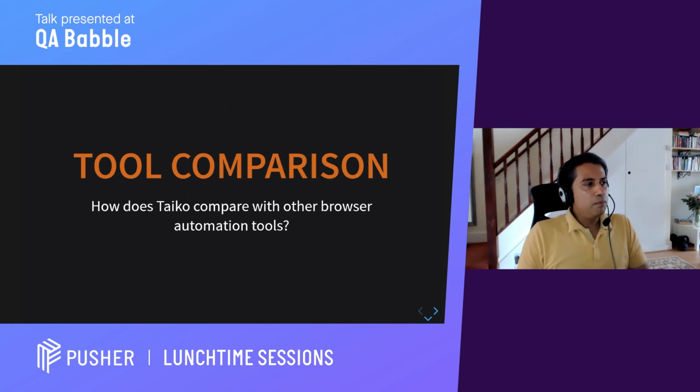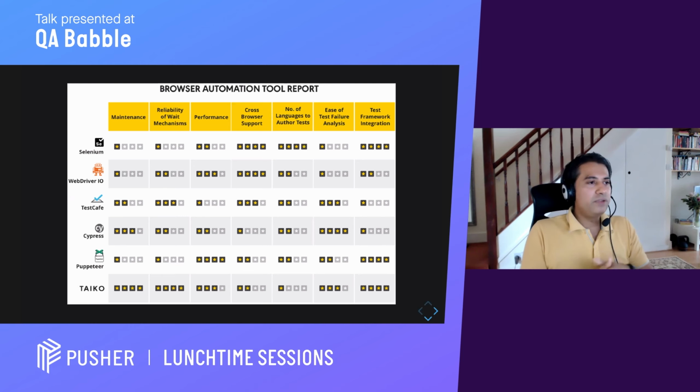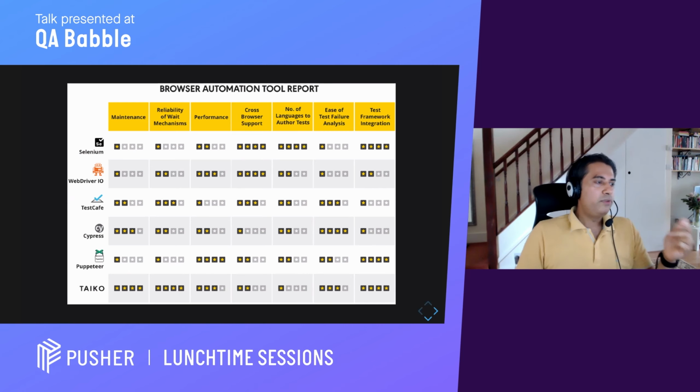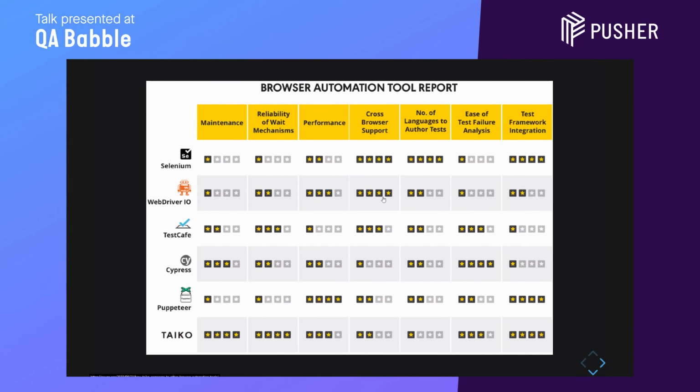Now coming to the tool comparison. How does Taiko compare with other browser automation tools? This comparison was actually done by Thoughtworks and published last year. They analyzed these tools in comparison: Selenium, WebDriver, TestCafe, Cypress, Puppeteer, and itself. And in most things it scores quite high, but Puppeteer is also quite fast. As you can see, Selenium and WebDriver score high on cross-browser support and the number of languages because Taiko only supports JavaScript, but the test integration framework support is also quite high. So that's quite good.